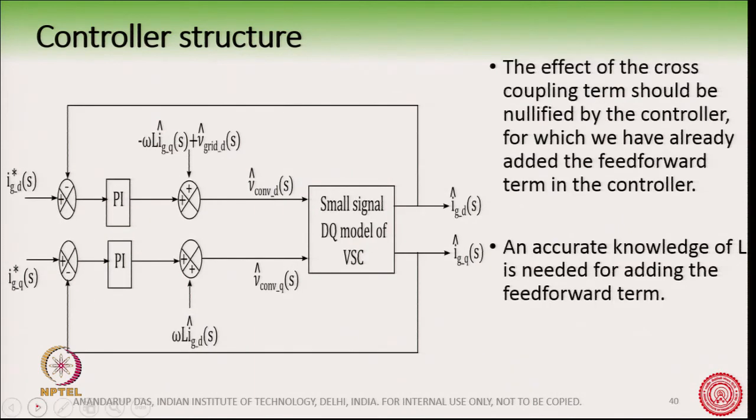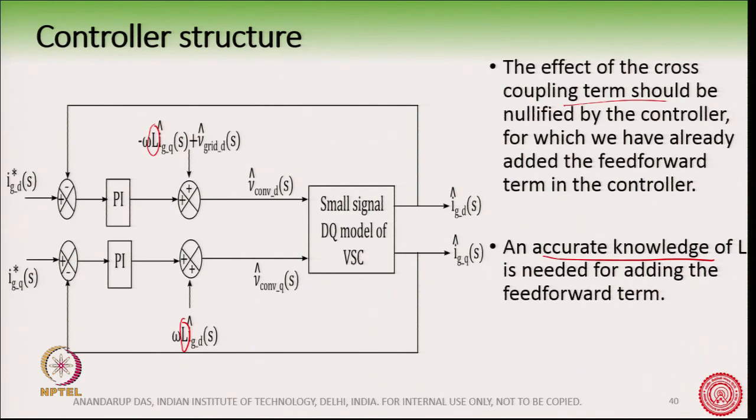So, therefore, that is what I have written here. The effect of the cross coupling term should be nullified by the controller, but of course, accurate knowledge of L is needed for adding this feed forward term, because in this feed forward term you have the L. If the L value is changing, then you have a problem. Okay. So, then you have some challenges.